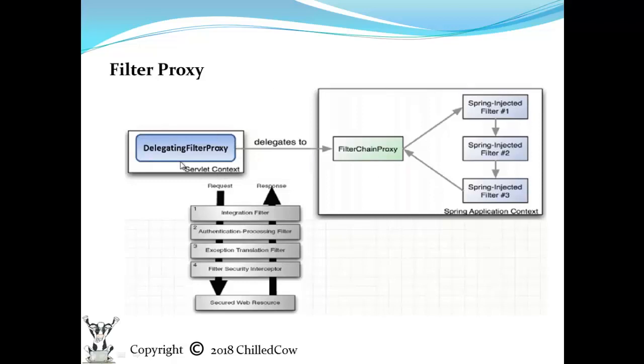For that delegation we need a delegating filter proxy. This is provided by the Spring framework itself. So what is the purpose of the delegating filter proxy? Basically it is for delegating the request from the servlet context to the application context, and within the application we can configure any number of filters as per our requirement, and those filters will get activated and check our request based on the custom filtering criteria we have provided.